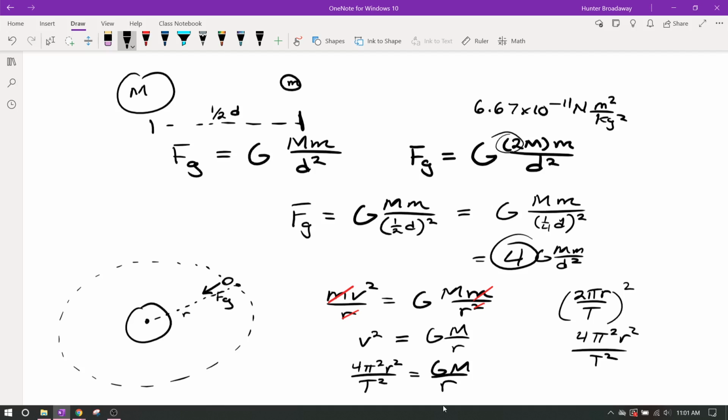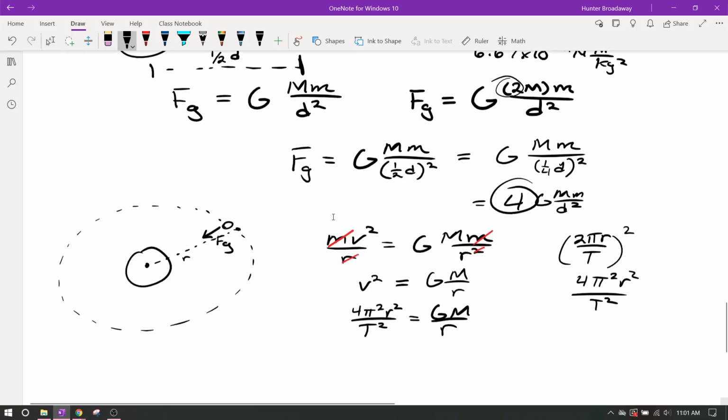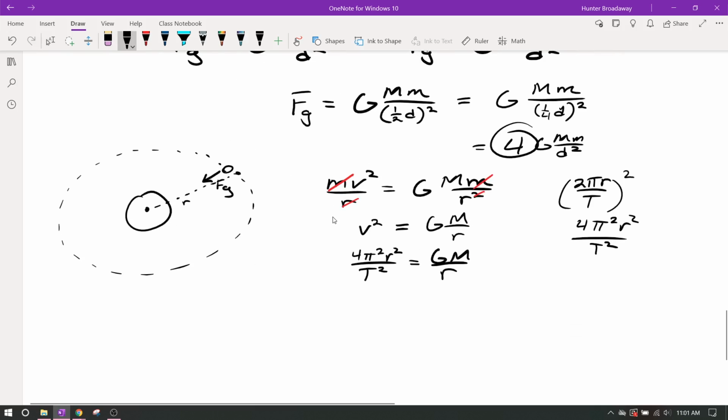We can take this r and move it over to the other side. So what happens is we're going to get r cubed for the radius, and we're going to get T squared for the period. So I'll go ahead and put it over there: 4 pi squared r cubed over T squared equals G times big M.